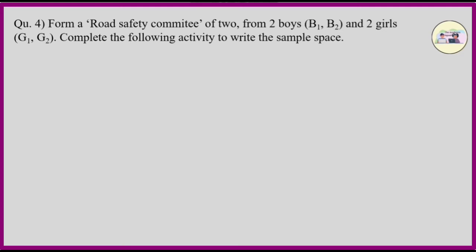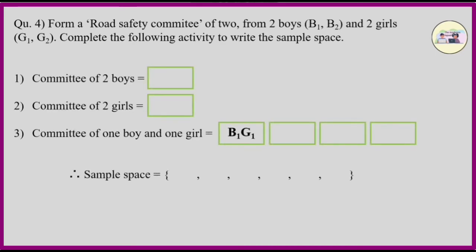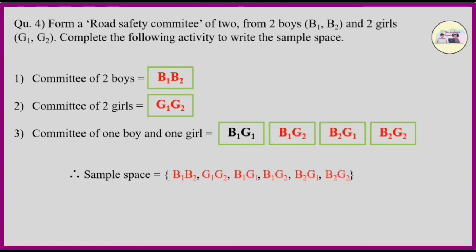The next question is, form a road safety committee of 2 from 2 boys B1, B2 and 2 girls G1, G2. Complete the following activity to write the sample space. Therefore, the committee of 2 boys is B1B2, committee of 2 girls G1G2, committee of 1 boy and 1 girl is B1G1, B1G2, B2G1, and B2G2. Therefore, the sample space is {B1B2, G1G2, B1G1, B1G2, B2G1, B2G2}.